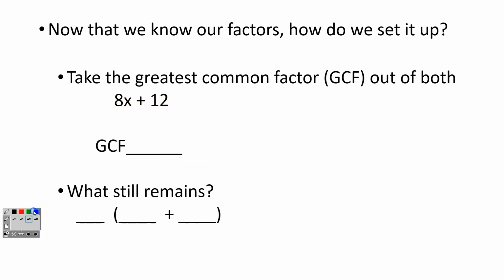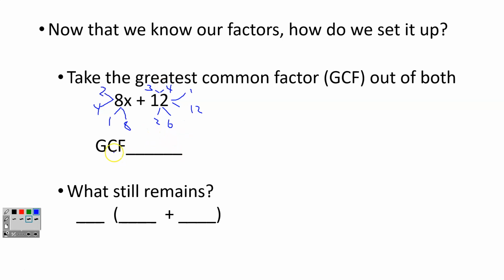We already talked about what the factors were. We already said 8 was 1 and 8, 2 and 4. And factors of 12 were 1 and 12, 2 and 6, and 3 and 4.